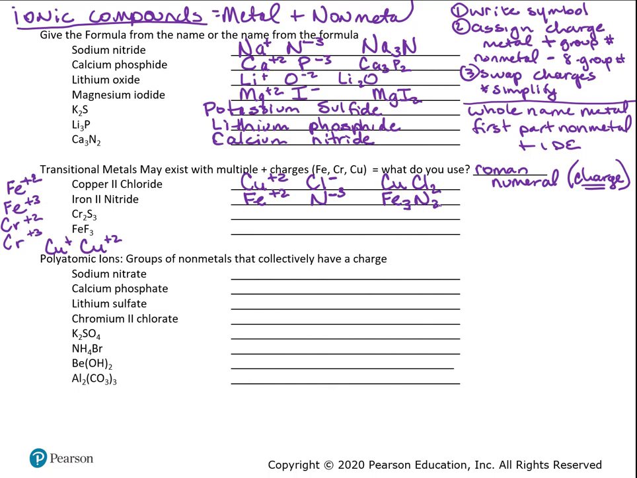That's what I mean by simplify. It would only happen if you had 2 and 2 or 3 and 3. If it's 3 and 1, you can't simplify that. Or 2 and 3, you can't simplify that. It's only if they were the same, metal and non-metal, the same number of atoms.